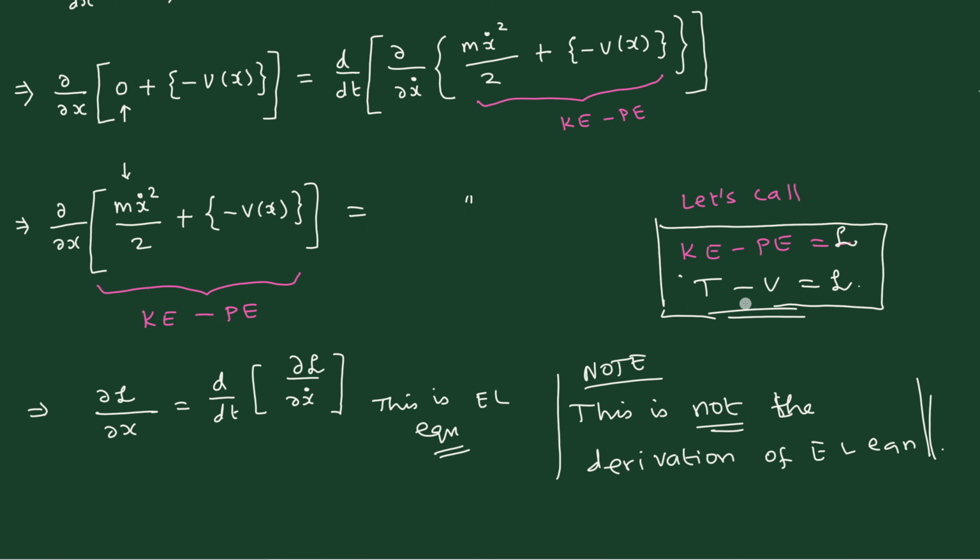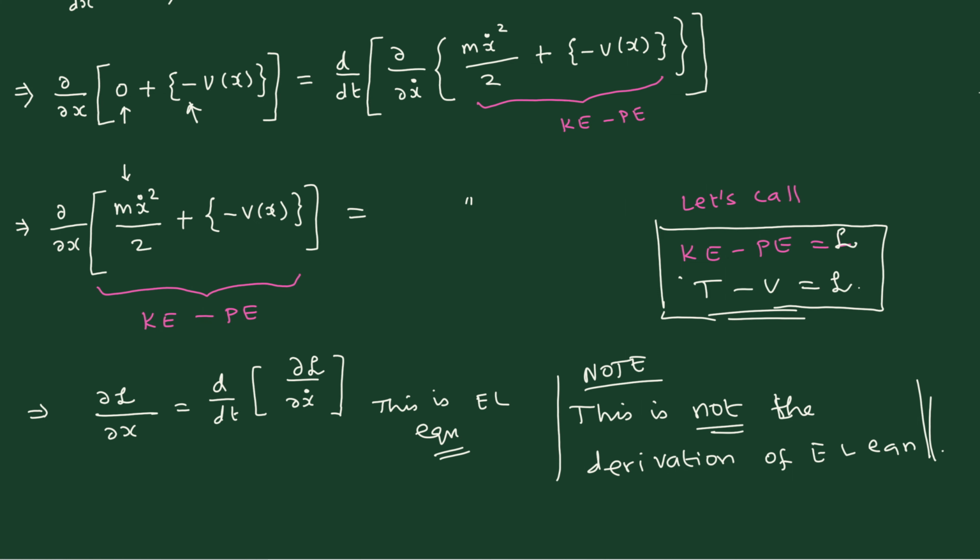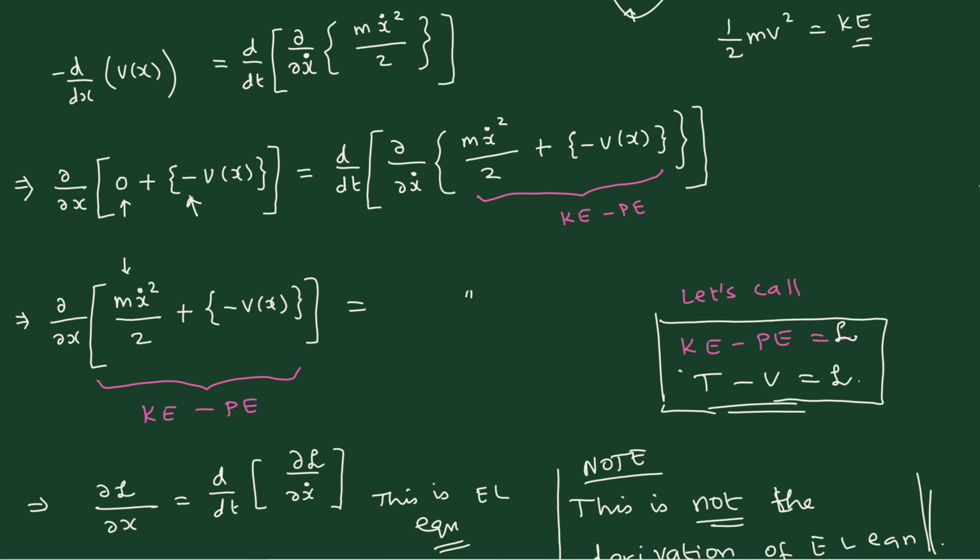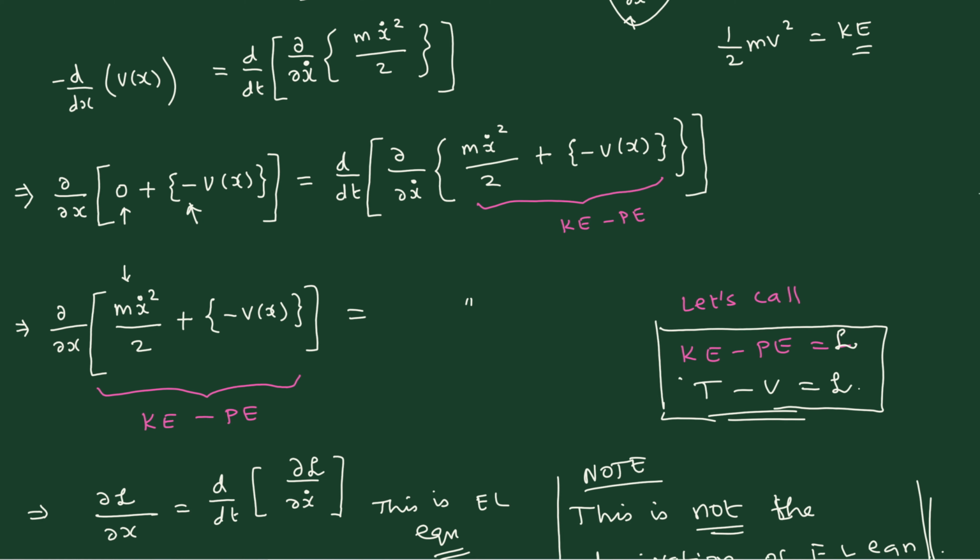So now you will be able to further make the things clear. This is the place where you understand why minus comes into the picture. You understand why minus comes into the picture? It is there here: minus of the V of x. This is the reason why the Lagrangian is kinetic energy minus the potential energy.